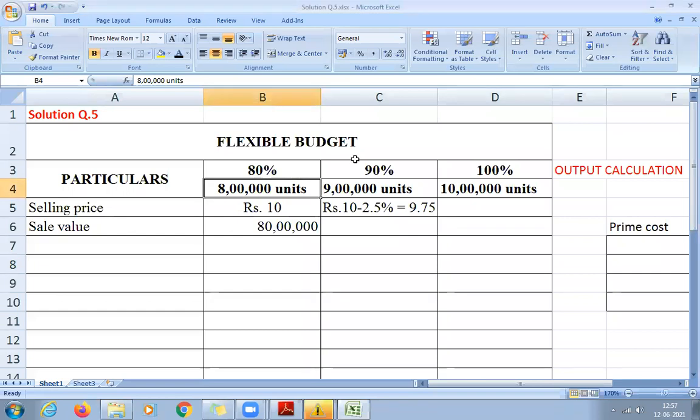So you have to do cross multiplication. Okay, then you'll get it. So now we got 9.75 into 9 lakhs. How much are you getting as sales value? 9.75 into 9 lakhs. Calculate. Students, are you feeling difficulty?